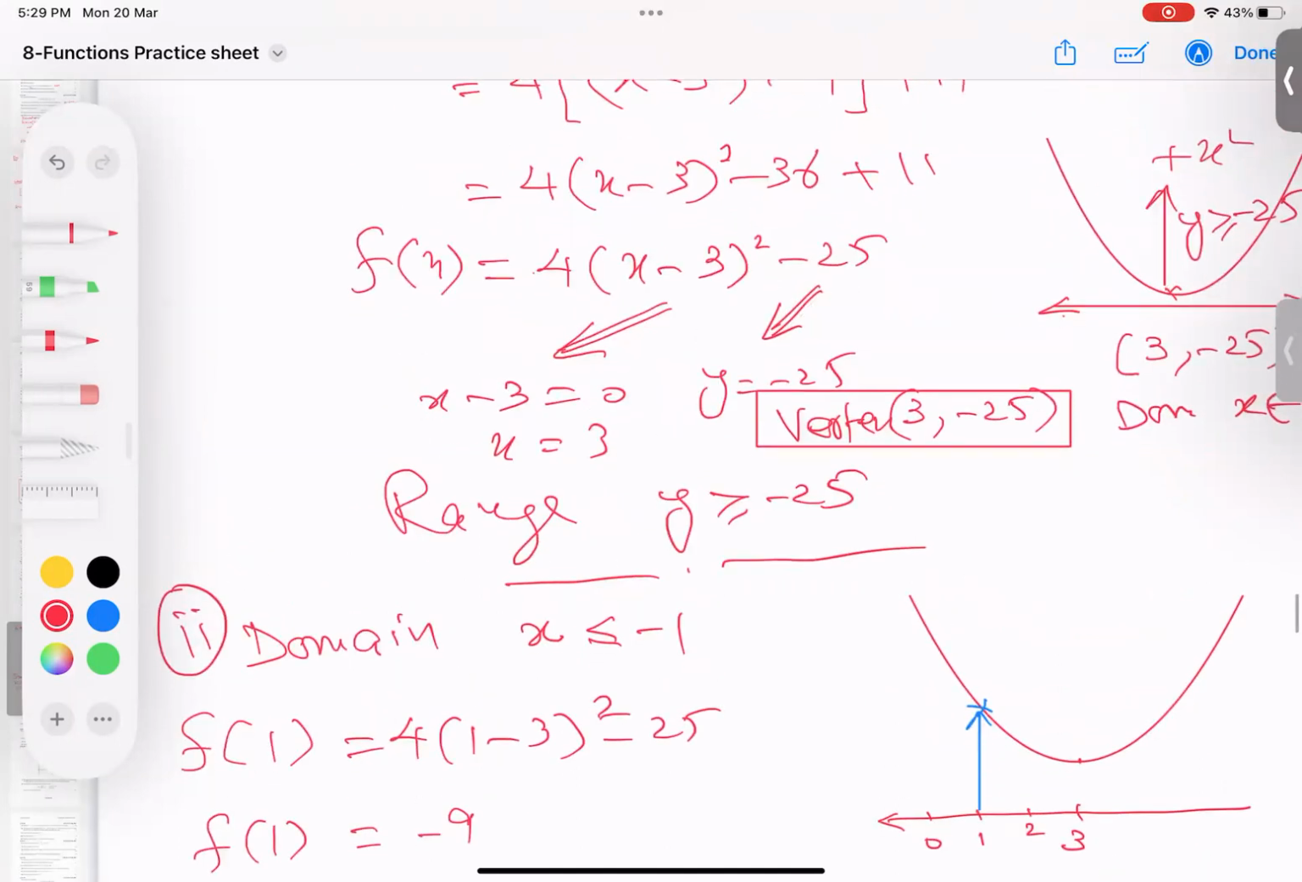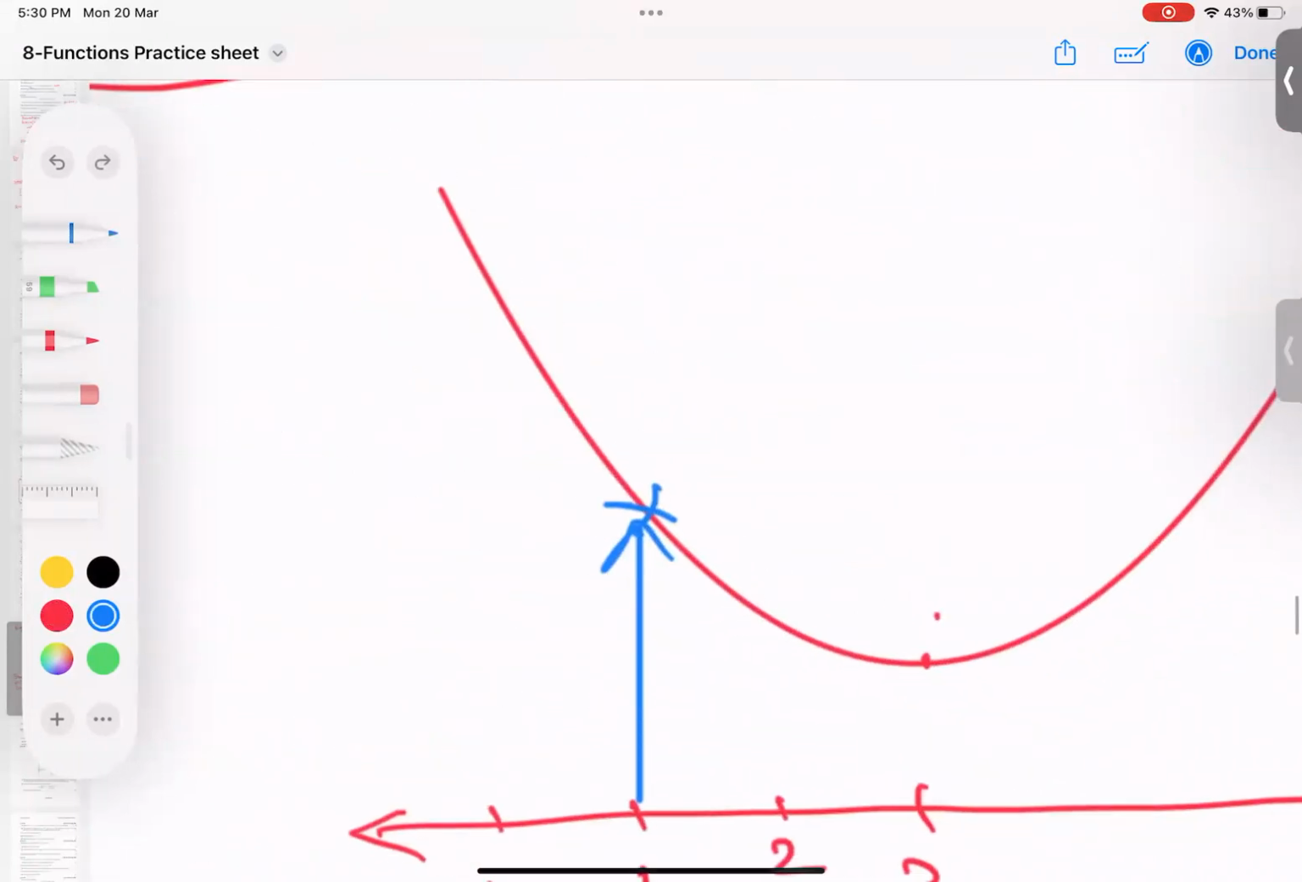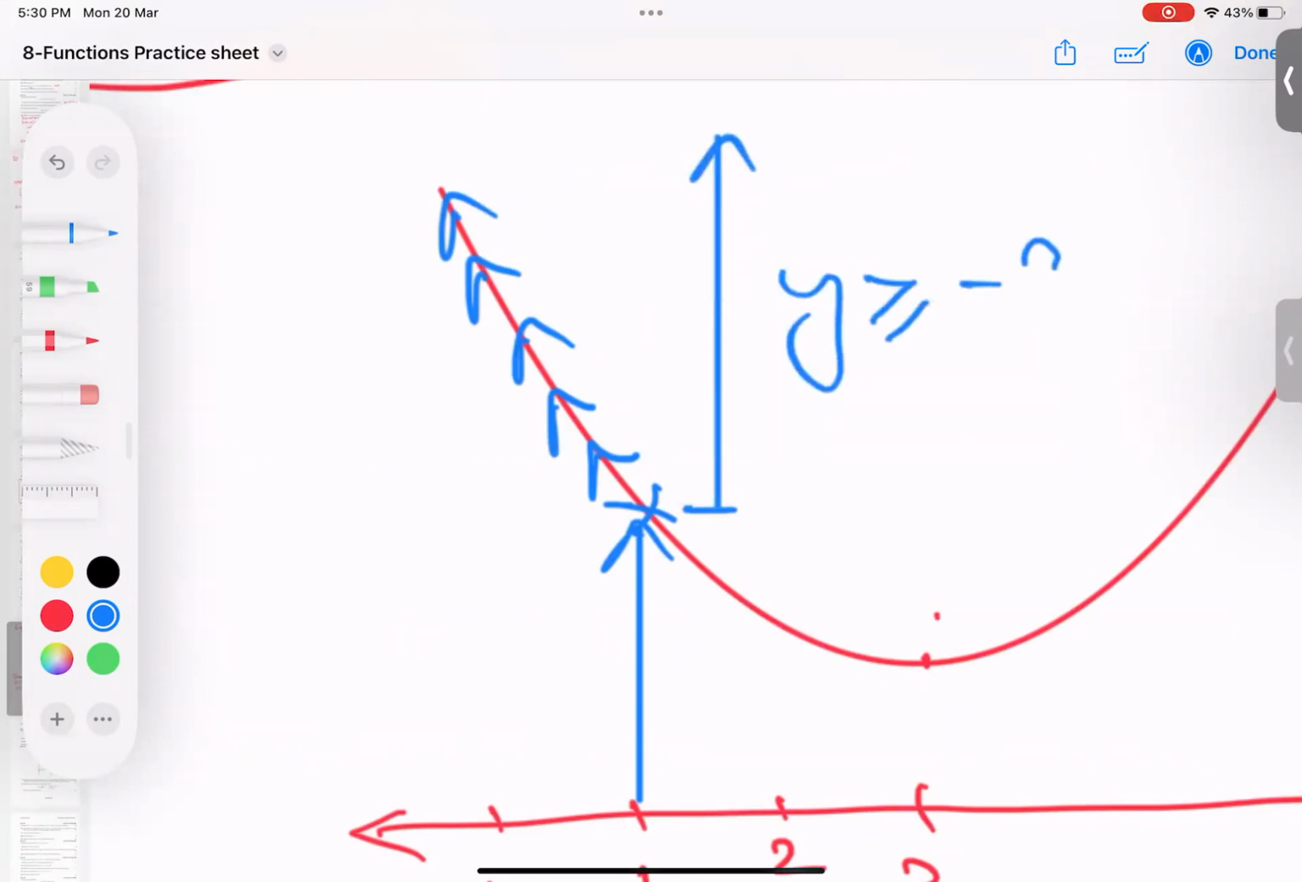The first range was what? The first range was starting from here and going upward. But now what is the range, students? For your knowledge, look, I show you in blue color, and it's clear. The curve starts from here, going forever up. So what is the range? Range starts from here and goes up. So what does the range come to? Y is bigger than or equal to -9.